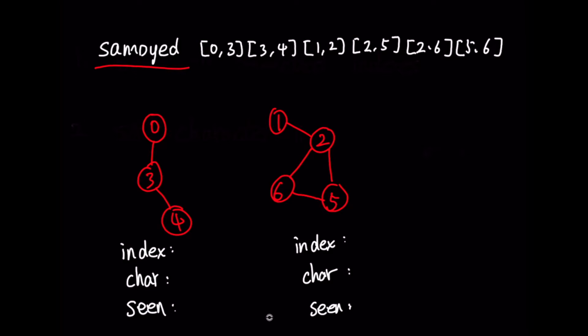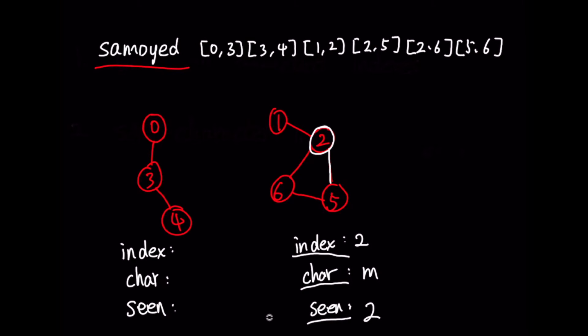Now let's do a depth first search from a random node. First, we have an index array to save the indexes in the same group, a character array to save the characters in the same group, and a set of seen nodes to indicate that we already visited a node. Let's start with number 2. So we put index 2 into the index array, the character at index 2 is M, and we put 2 into the seen set.